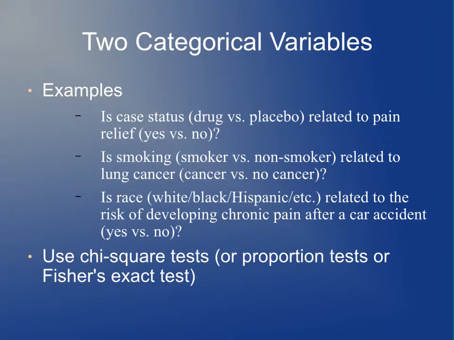And if we want to look at the association between two categorical variables, examples of this would be: is the type of drug you get, active drug versus placebo, related to pain relief, or is smoking related to lung cancer, or is race related to the risk of developing chronic pain after a car accident. In all these cases, both variables are categorical. They assume only one of a set of possible values. In cases like this, you would use chi-square tests or proportions tests or Fisher's exact test to test the null hypothesis of no association between the two categorical variables.